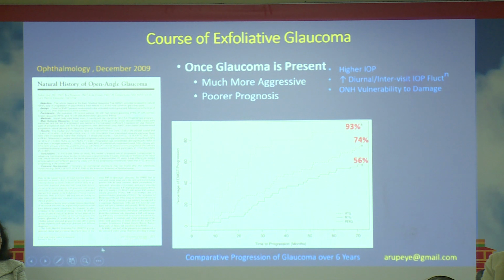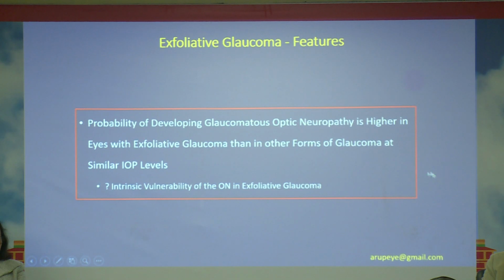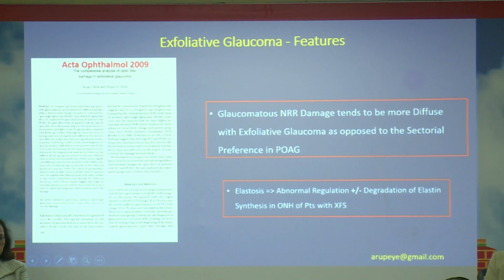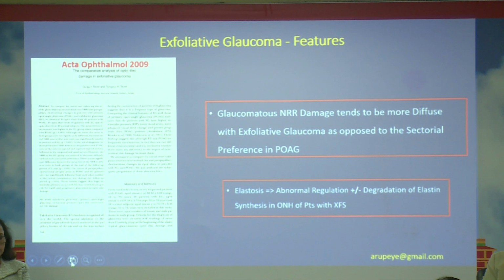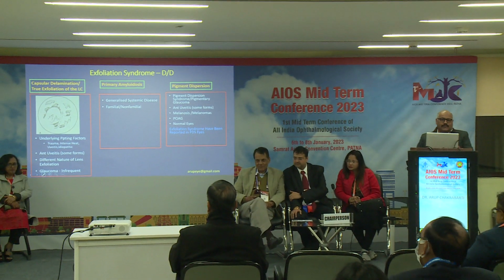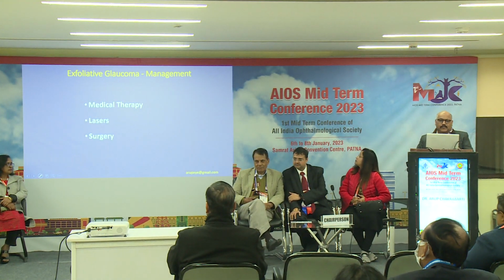So if you see this particular curve, the upper curve is the patients with exfoliation glaucoma, and it has a very rapid and very steep curve, very rapid progression. So probability of developing glaucomatous optic neuropathy is higher in eyes with exfoliation glaucoma than other forms of glaucoma, at the same IOP levels. The glaucomatous neuroretinal rim damage tends to be more diffuse with exfoliation glaucoma as opposed to the sectorial preference in primary open-angle glaucoma. Differential diagnosis includes true capsular delamination, primary amyloidosis, and pigment dispersion.